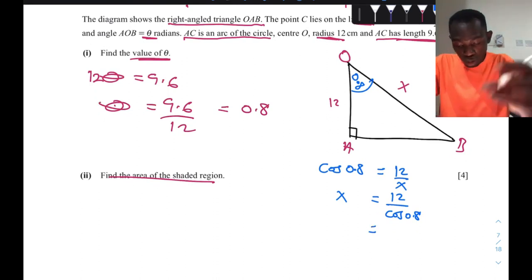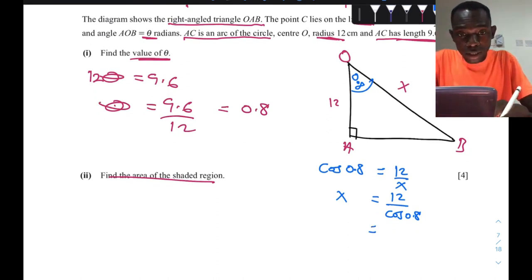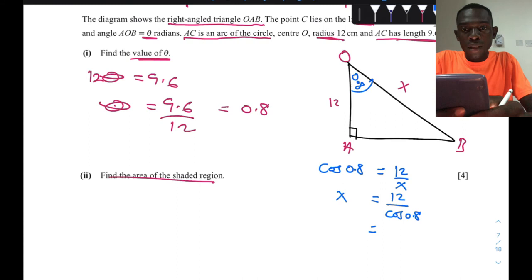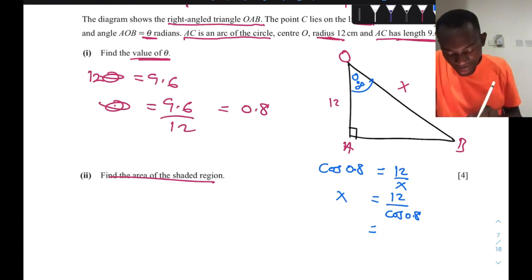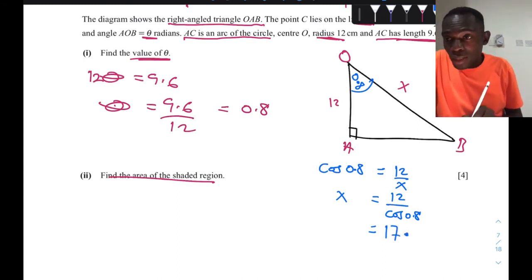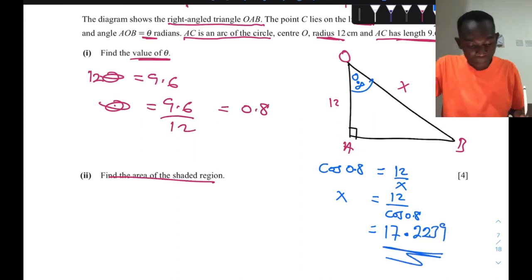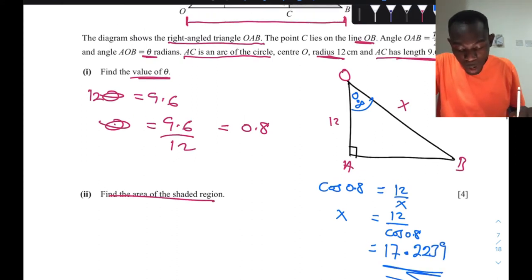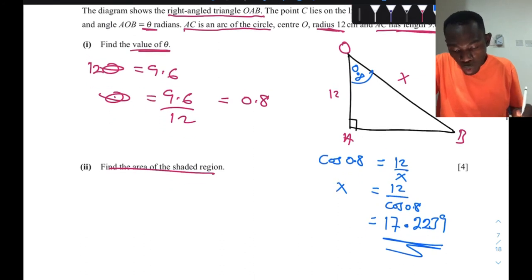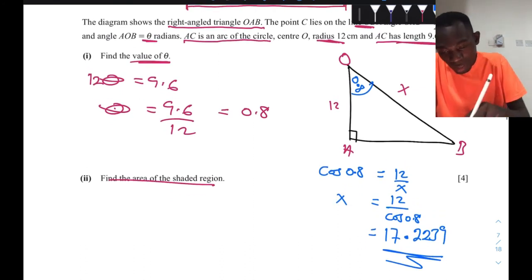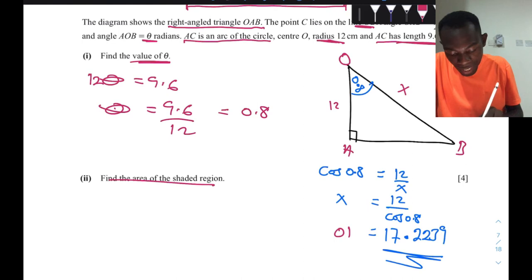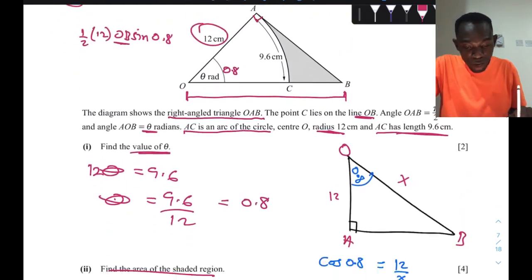Okay, so what does the calculator say? So we have 12 over cos 0.8, and that will be 17.2239, something like that. So now we know what OB is. This is basically what our OB is. So we can find the area of the triangle.